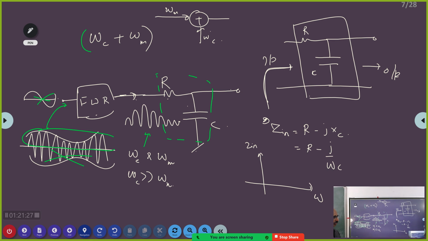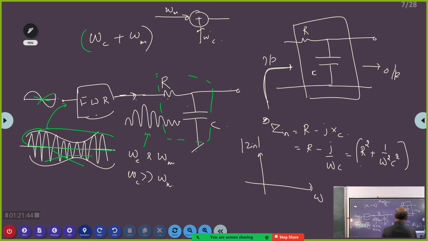Impedance will decrease with increase in frequency. How will you get the plot? So at omega equal to 0, the modulus. I will say modulus of Zin. What is modulus of Zin? Modulus of Zin will be R square plus 1 upon omega square C square.